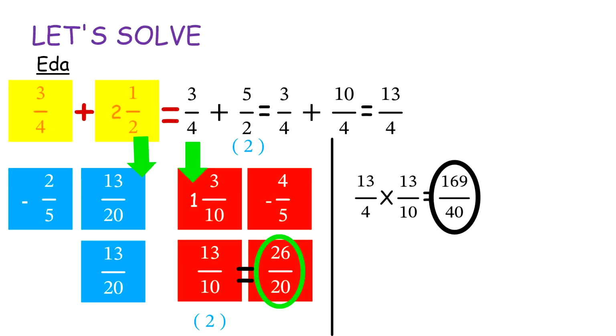Finally, the result of Eda will be 169/40. Now we will look at the operations of Melis. We keep the result of Eda here.